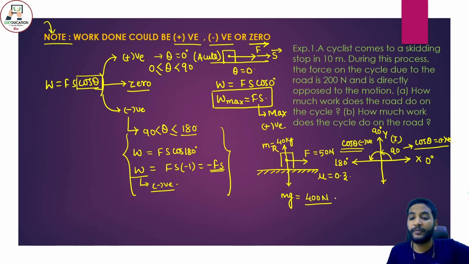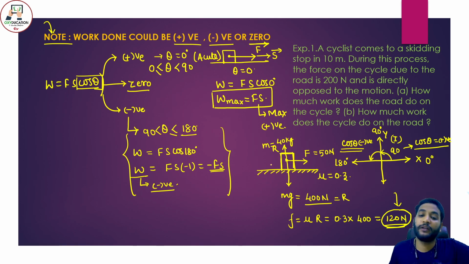R. So R must be equal to what? Mg. So we can calculate the friction force as well. So mu into R, that is 0.3 into how much? That is 400. So what happens? 120 Newton. Means the maximum value of friction that could be how much? It is 120 Newton. So the question here is whether this object will move or not.